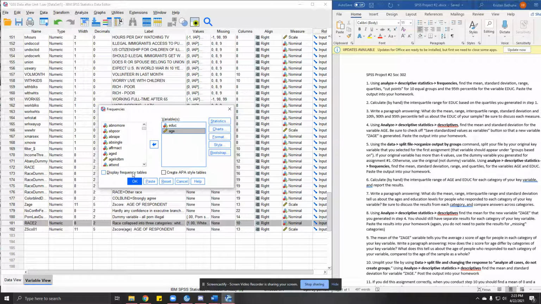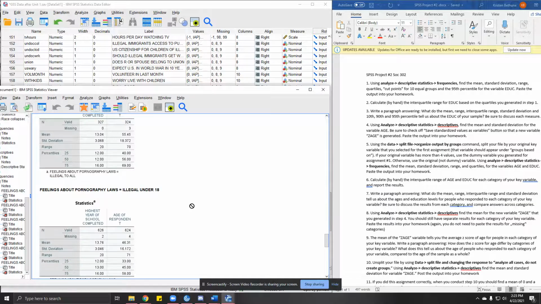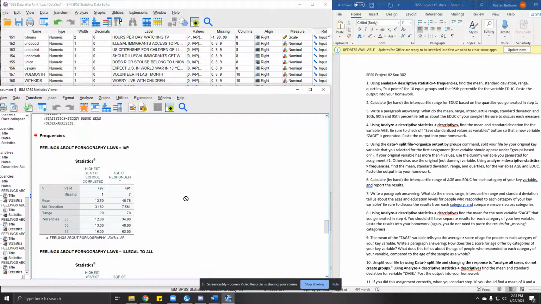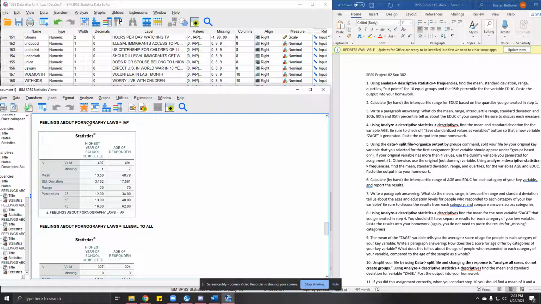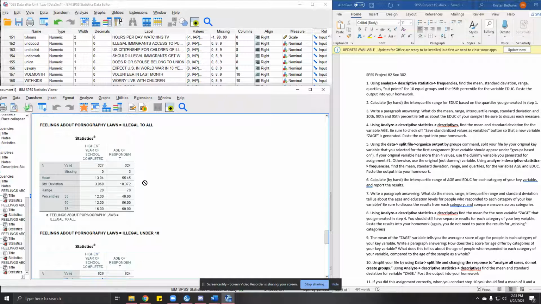Again, you could include the frequency tables, but it just takes up a lot of space, so we're not going to do that because that's not really important here. So now when I look at my output, I have feelings about pornography laws, IAP. We don't care about IAP. That's a missing value. So people who think porn should be illegal for everyone, that gives me the mean, highest year of school mean, age mean, standard deviation, range, all of that stuff.